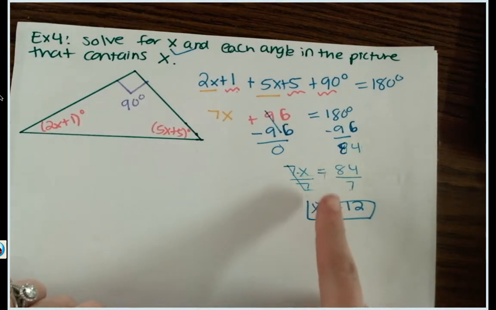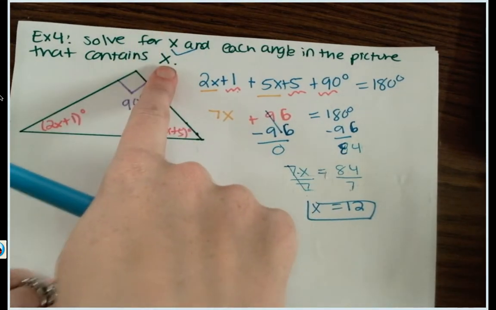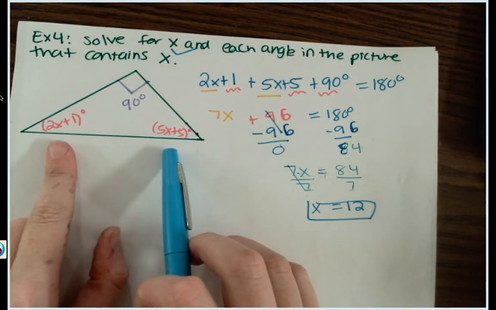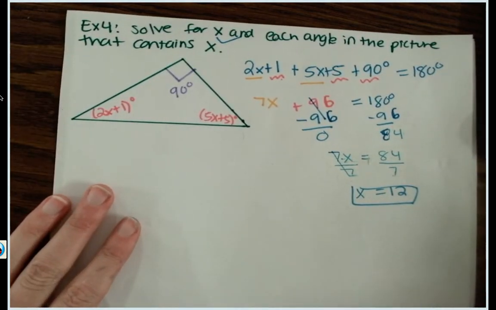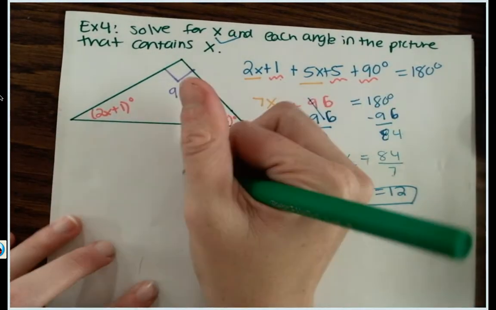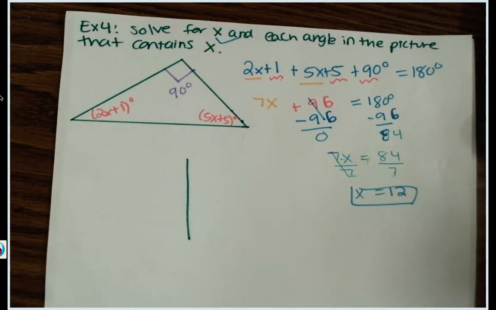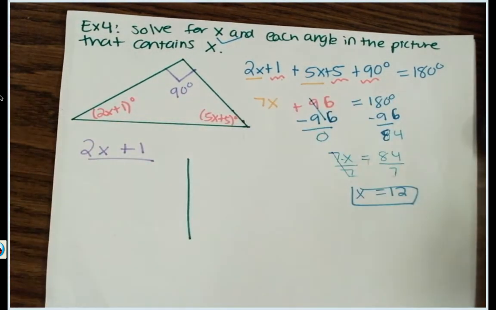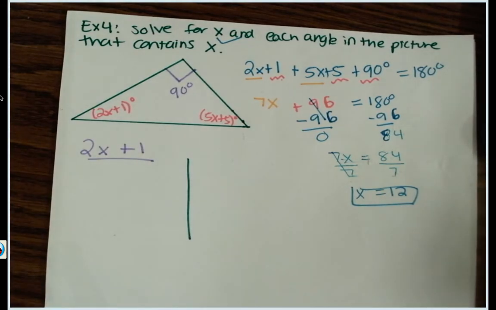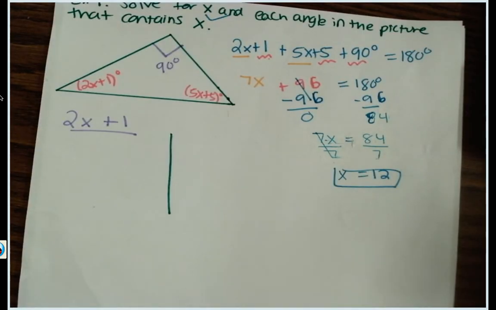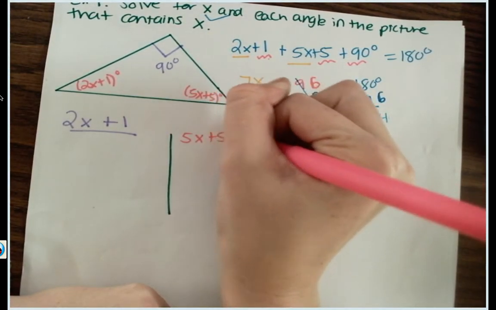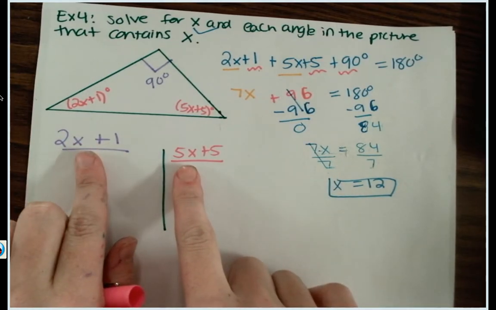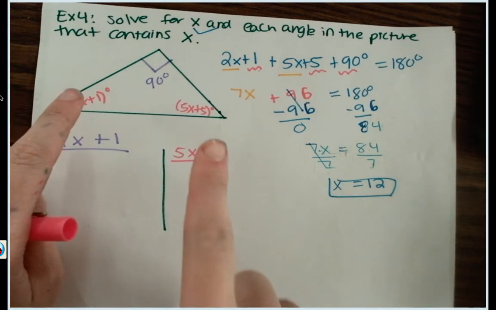But now, remember in geometry, you're not always done when you solve for x. So I found x, and then I need to find each angle in the picture that contains an x. So that means I need to find what both of these angles are. So let's start solving for those angles. I'm going to divide it up. On this first side, I'm going to solve for this angle right here, my 2x plus 1. On the other side, I'm going to solve for this angle right there, which is my 5x plus 5. Since I know the value of x, I can substitute in my 12 for my x's, and bam! I'll know the measure of this angle and this angle.